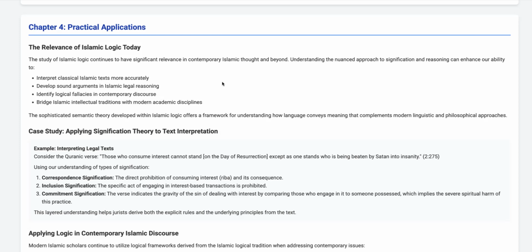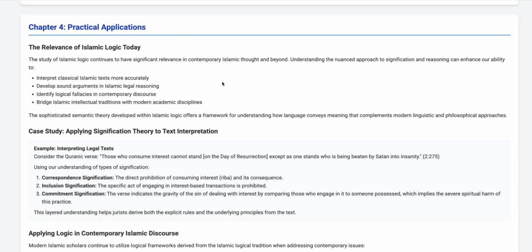Bridge Islamic intellectual traditions with certain contemporary academic disciplines. So this sophisticated semantic theory, what we're talking about now, developed within Islamic logic. And I want you to understand that the manatiqah of Islam, those scholars of this science, what you just went through, I'm giving you like the icing on this cake, right? But they did a lot to develop this framework that we're applying now, because this framework is going to become extremely important in writing, in reading, and even defending.